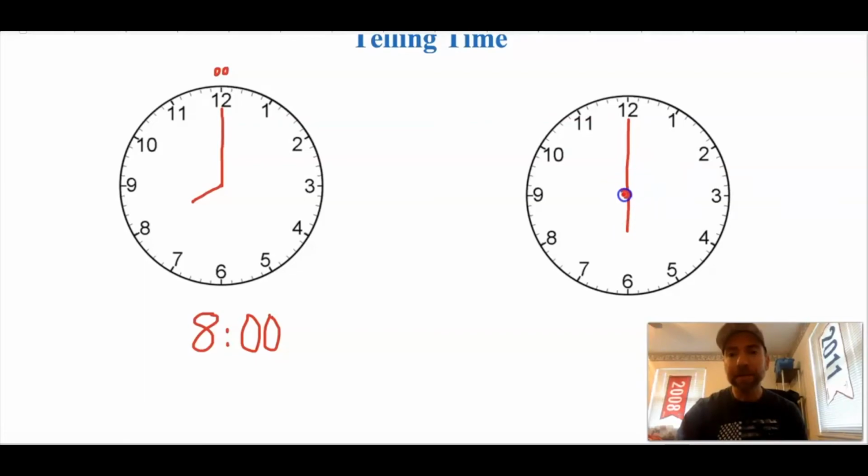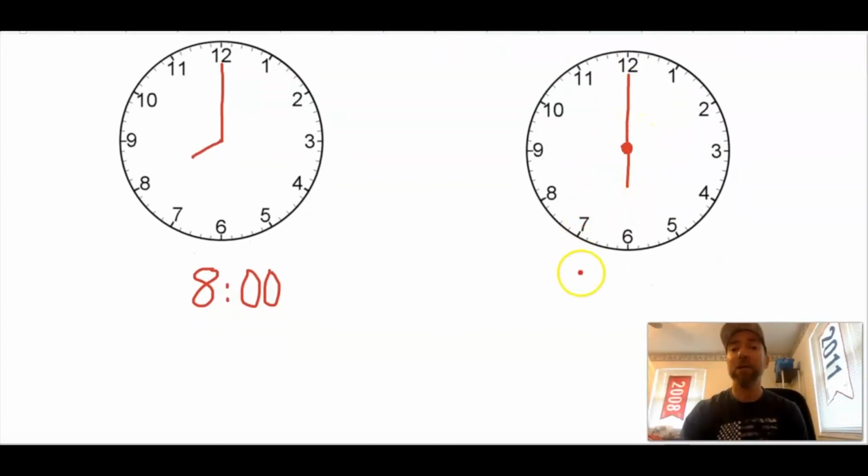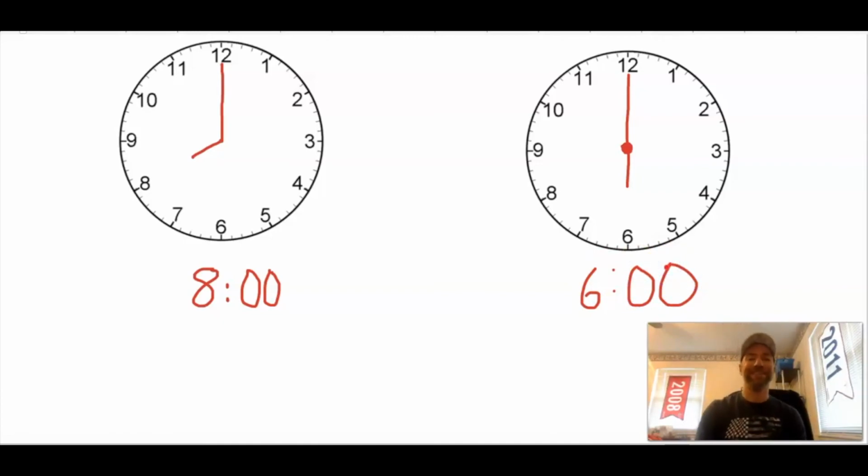I'm going to make my center mark a little darker so that I can see the difference between my hour hand and my minute hand. And then if I wanted to write 6 o'clock, I would start with my 6, 2 dots to separate my hour from my minute, and o'clock is 2 zeros.